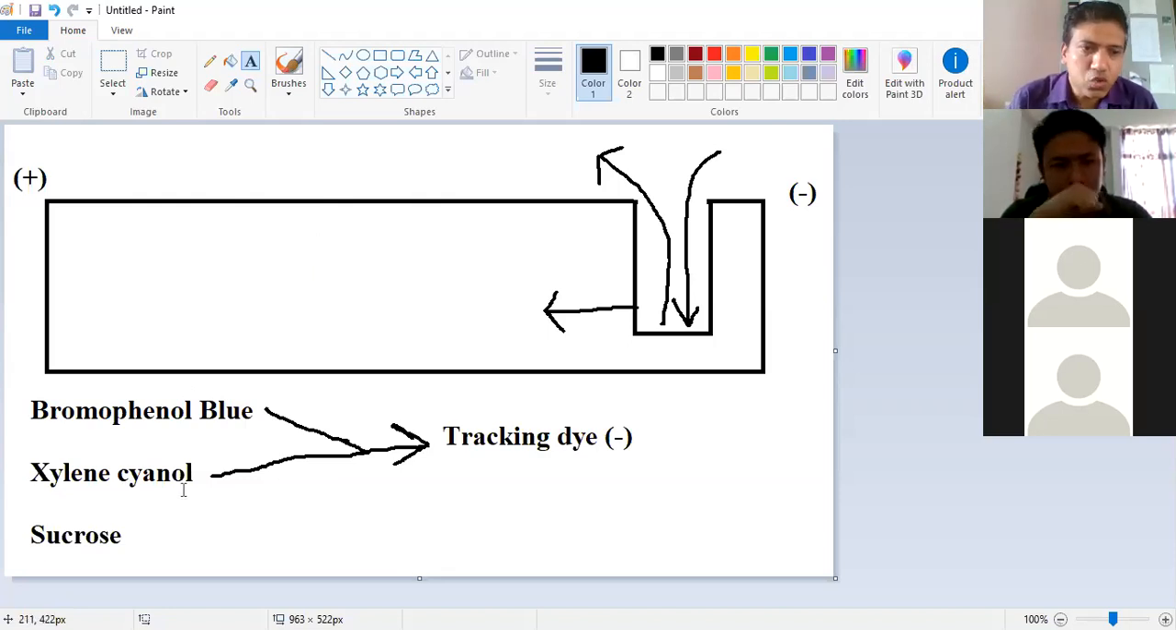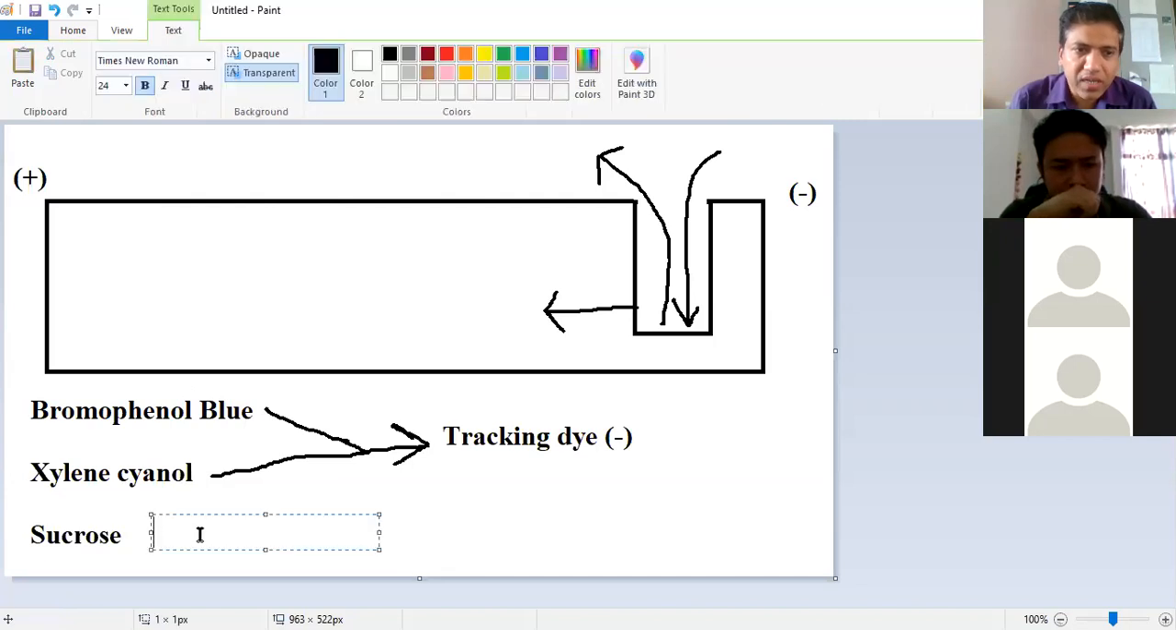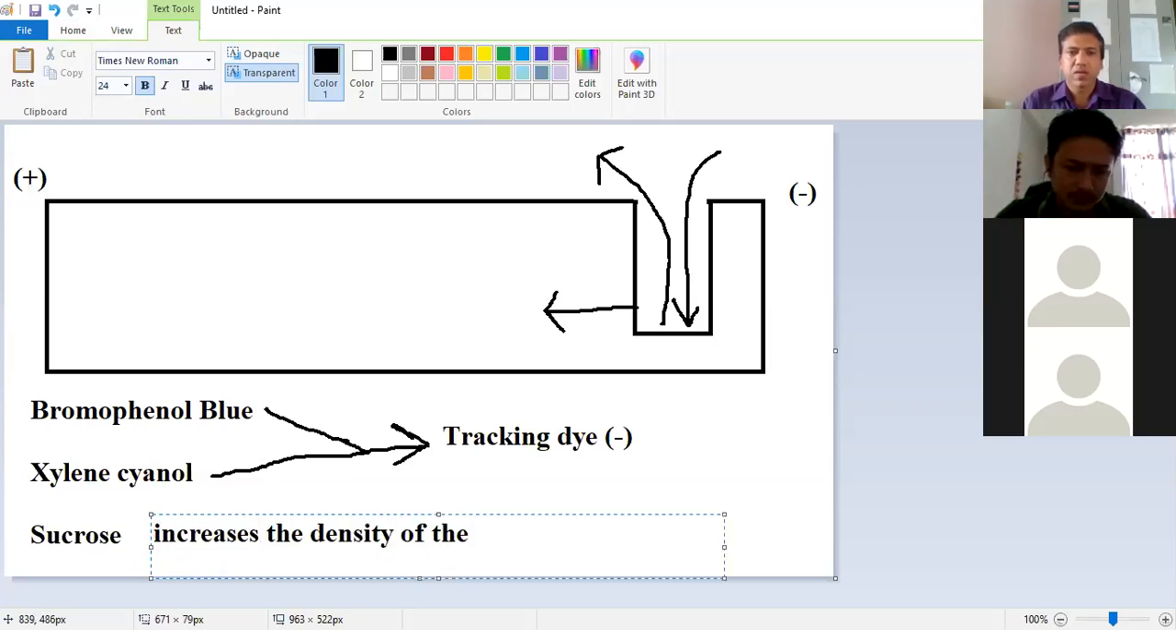Okay. Then sucrose. So sucrose actually, what it does, it increases the density of the DNA. So now what will happen when you add sucrose? Now DNA density becomes more and it becomes heavy. So when you will load it into the gel, it will settle down into the bottom of the well. Otherwise, it will not settle.